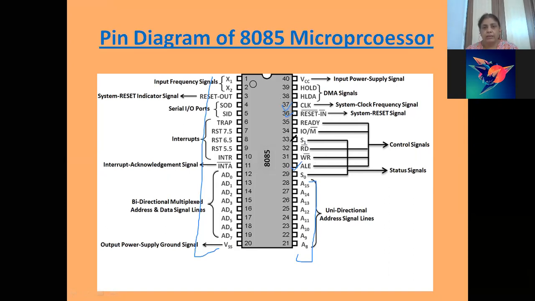Now we will start with the status pins S0 and S1. After we finish this, we will revise all pins once more. So first we will start with the S0 and S1 pins. These two pins are called status pins.